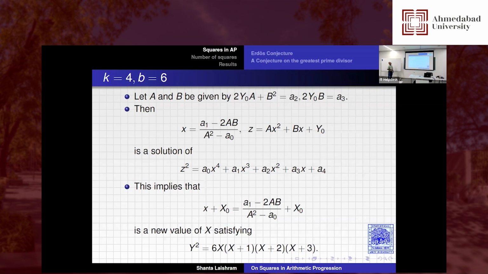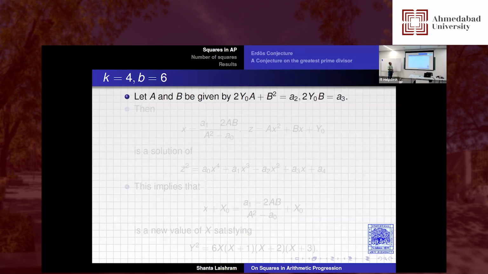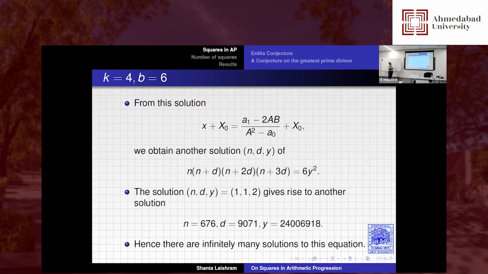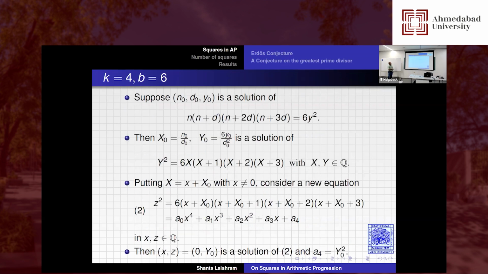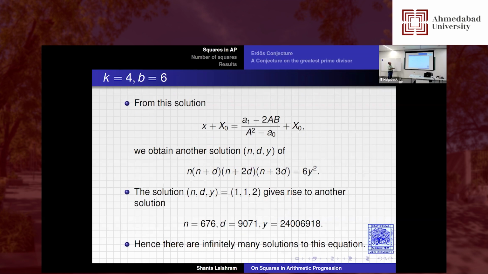And from here, you can get back. Okay, so you remember that x is n by d, y naught is 6y by d square. So you can get back a new solution of the original equation. Yeah, these are coefficients. So from here, you make a new equation where a naught, a1, a2, a3, a4 are given. So you get a new value of solution. So basically, you start with capital X naught, y naught, you get a solution of this new equation. So I do the same thing with this.